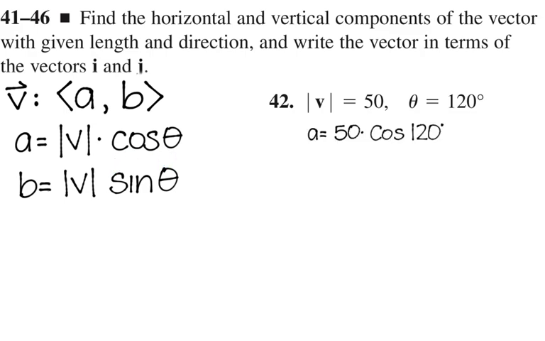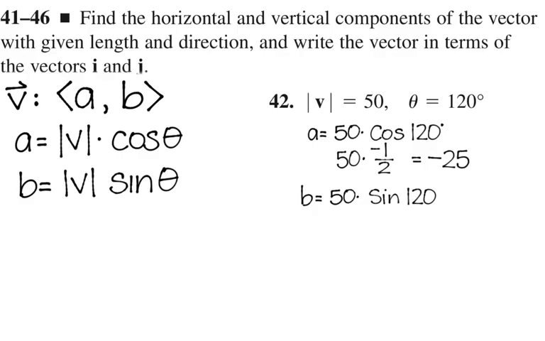So for this problem, we're going to do 50 times cosine of 120 to find our a, and that's negative 25. We should know the cosine of 120 because we've memorized our trig in the unit circle. 50 times sine of 120 is 50 times root 3 over 2, which gives us 25 root 3. Now this is the way using this formula, but we should note that the angle 120 is on the unit circle. So if you're given a direction that's one of the 16 memorized angles of a unit circle, we have another way we can approach this problem.